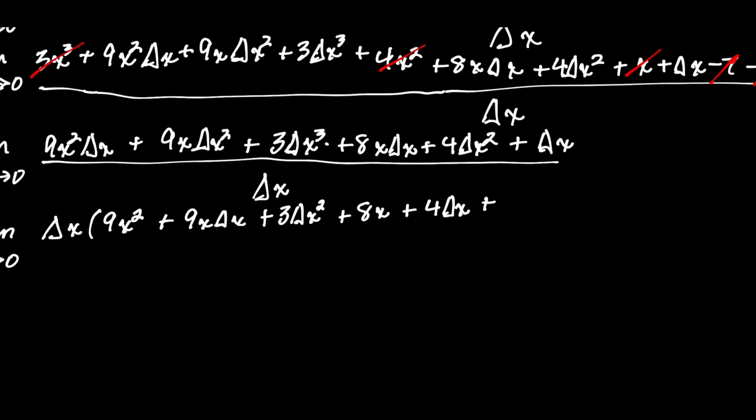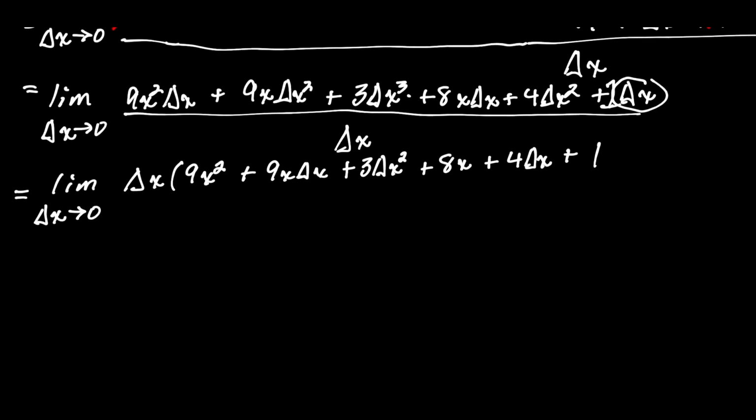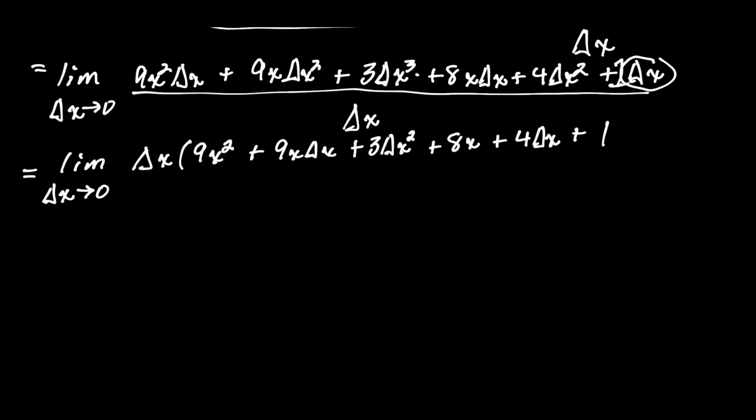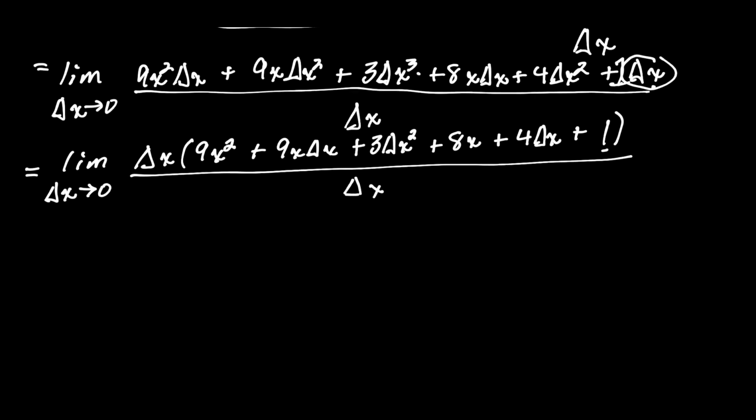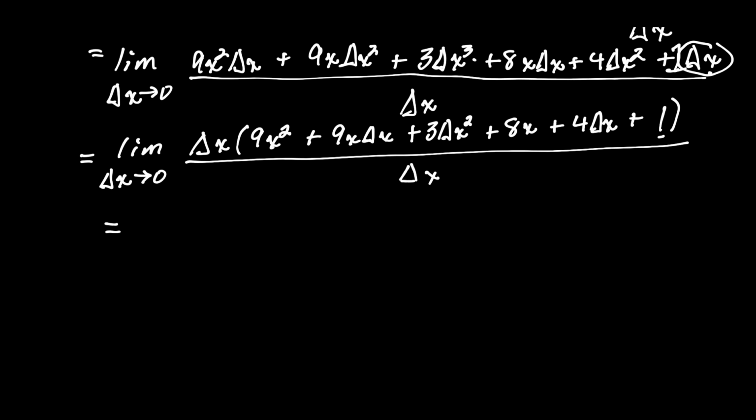Plus, and this is a tough one. A lot of times students will mess this up. They think it comes out and it just goes away. But there's still a 1 there. There's 1 times delta x. So that is going to end up being part of our derivative. So we have to make sure that this comes out, but the 1 stays behind. Still all over delta x.